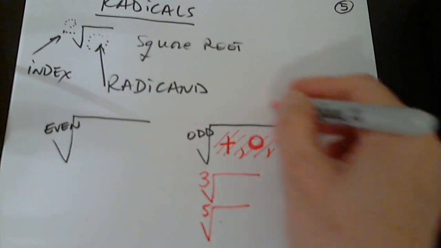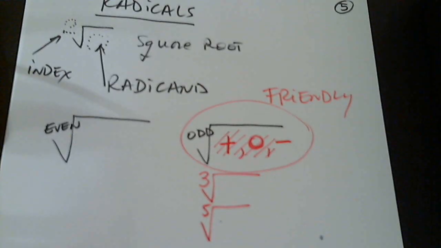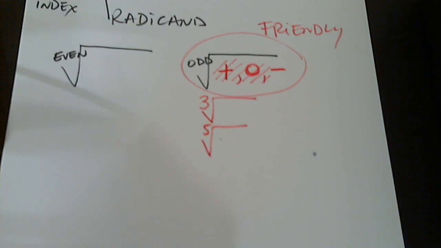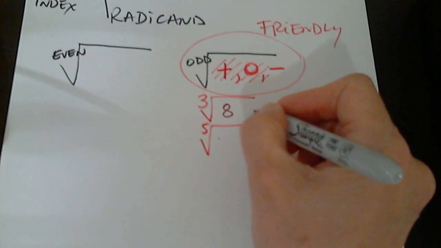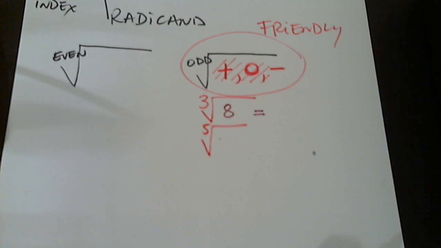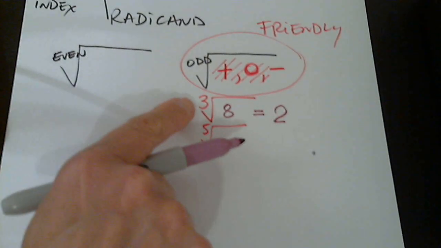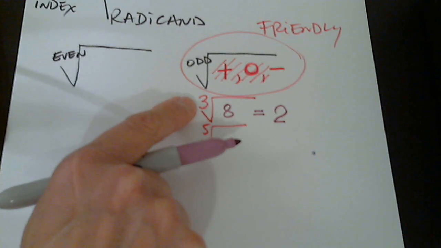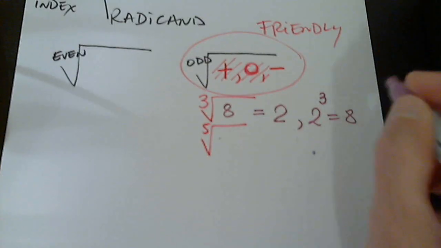So this is what I like to call friendly. I don't need to worry about it. No worries. Anything goes. So here's an example. If I want to determine the cube root of 8, I get a number. And the number is 2. Why? Because 2 raised to the index, raised to the third power, is 8.